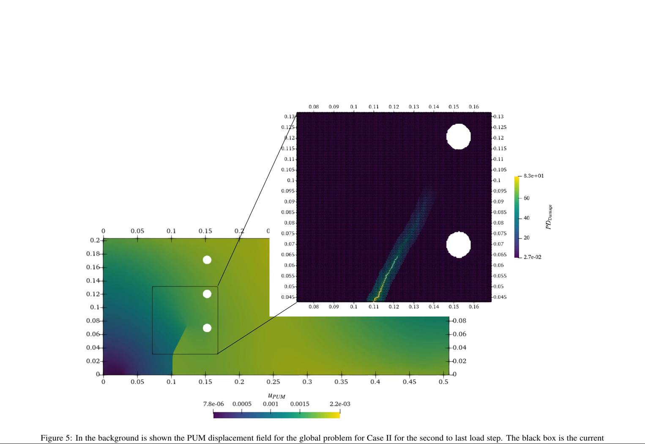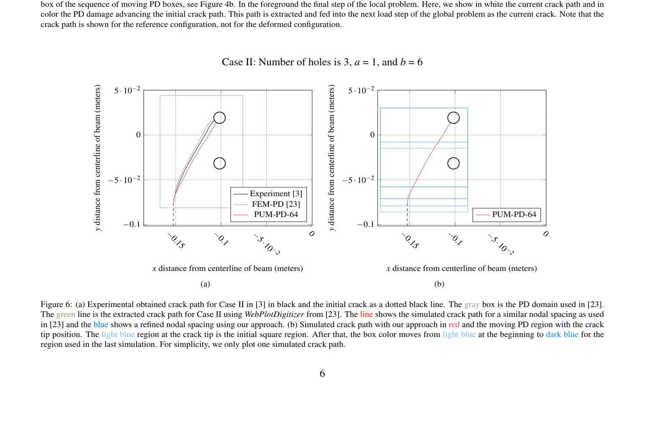Figure 6a illustrates the experimentally obtained crack path for case 2 from [3], alongside the initial crack as a dotted black line. The gray box represents the PD domain used in [23]. The green line signifies the extracted crack path for case 2 using WebPlotDigitizer from [23]. The line demonstrates the simulated crack path for a similar nodal spacing as used in [23], while the blue line indicates a refined nodal spacing utilizing the proposed approach.